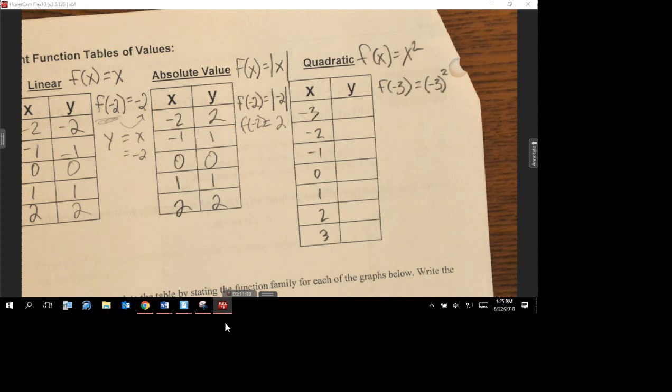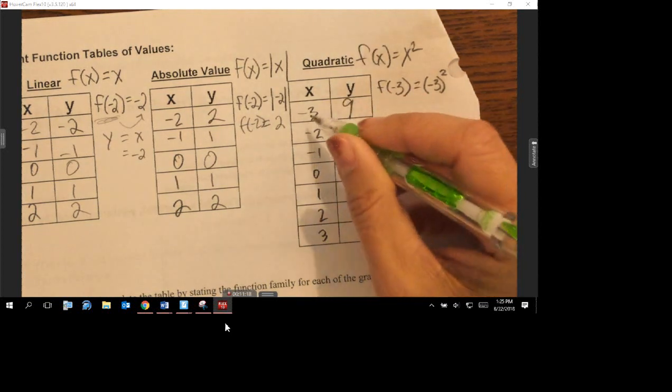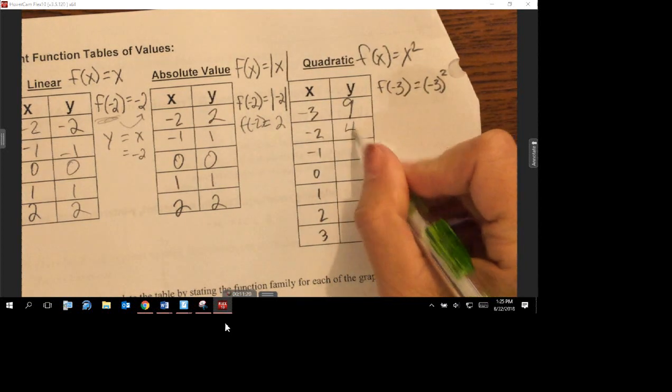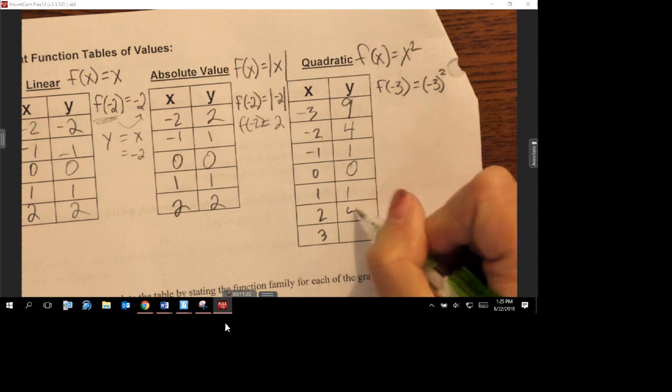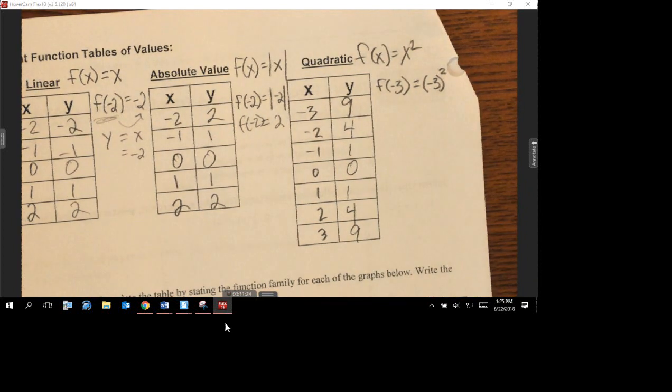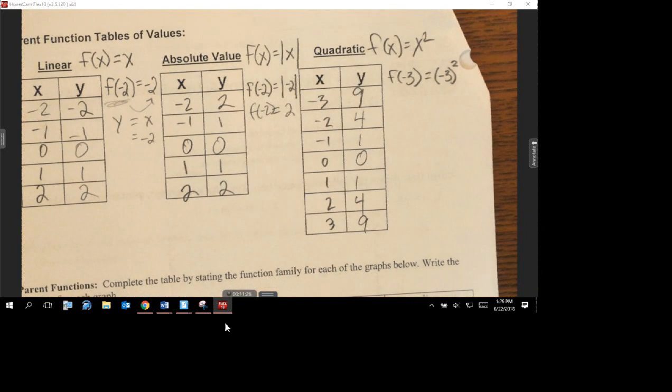I put negative 3 in, and then I multiply it by itself. That's negative 3 times negative 3. What is it? 9. Positive 9. Remember when you multiply negative times negative, it becomes positive. And we got 4, 1, 0, 1, 4, 9. I just did that really fast. That's just me putting each of those numbers into the function and getting what I get out.